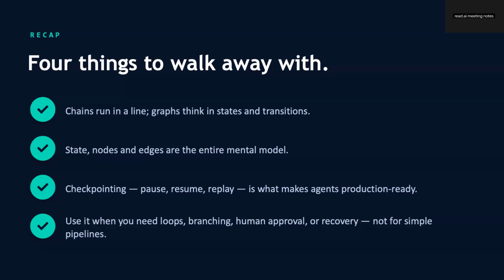Cool. So, four things I want you to walk away with. If you remember nothing else from today, remember these four things. Chains are lines, graphs are maps, different tools for different problems. State, nodes, edges, that's it. The whole mental model fits on a napkin. Checkpointing is the production superpower. Without it, you are building sandcastles at high tide. Use LangGraph when you need it. Don't use it when you don't. Be honest about which one you are building. If you walked in confused about when to use LangGraph versus LangChain, I hope that's crystal clear now.